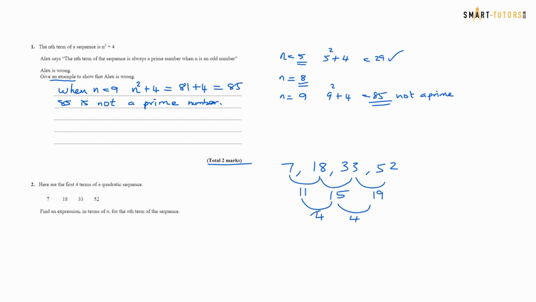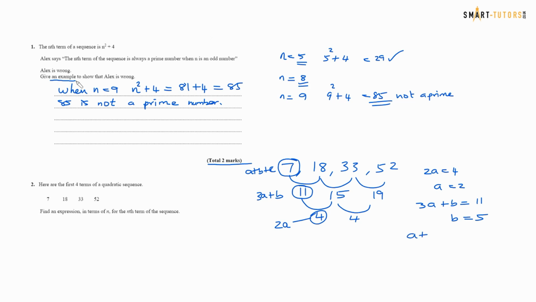We already have some formulas for this one. The second difference is 2a, the first difference is 3a plus b, and the first term is a plus b plus c. Start with 2a: 2a equals 4, so a equals 2. Then 3a plus b equals 11. When you substitute a equals 2, 6 plus b equals 11, so b equals 5.